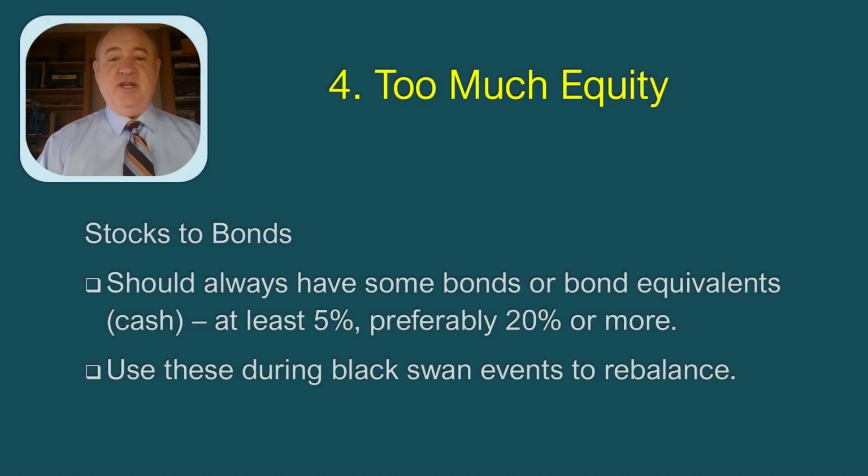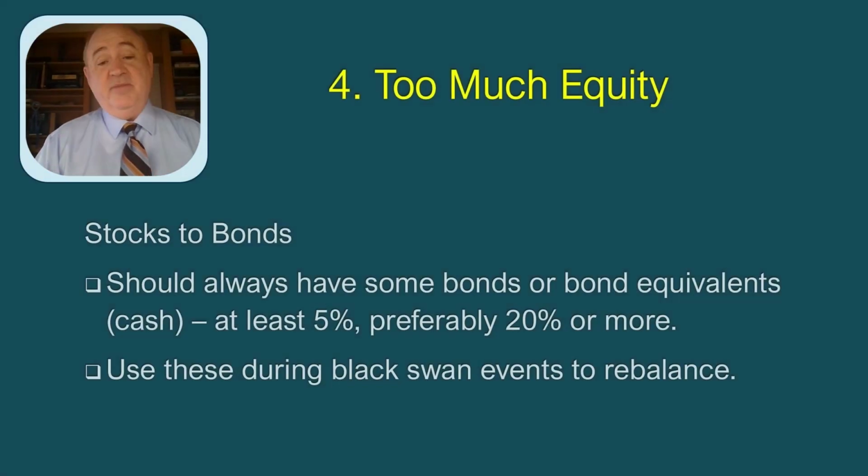Too much equity. We don't want to put too much into stocks. We want to have at least 5%, preferably 20% or more in bonds or bonds equivalent. You have some bonds, and we use this money specifically during Black Swan events where the market crashes, that Black Monday event. And on Black Monday, we don't want to be sad that the market crashed. We want to take a good portion of those bonds and buy that equity.